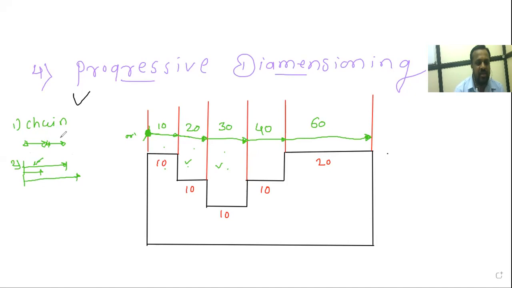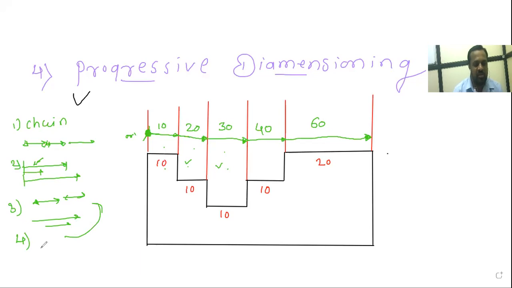It is parallel, right? And here in chain type, the dimension line will be continuous like this. In the combined type, we show the dimensions in both manners. On one side we show the dimensions in chain type, and on the other side in parallel type. This is called the combined.